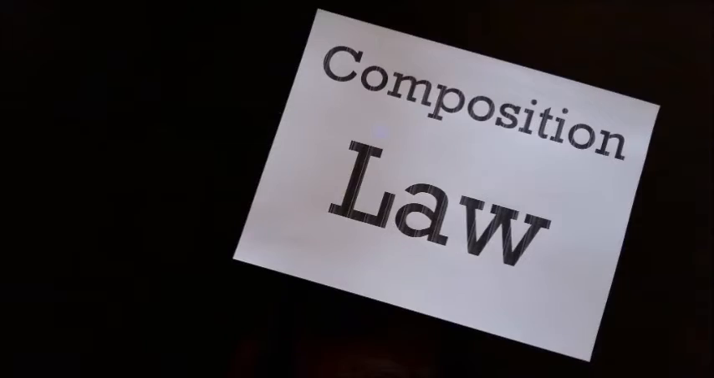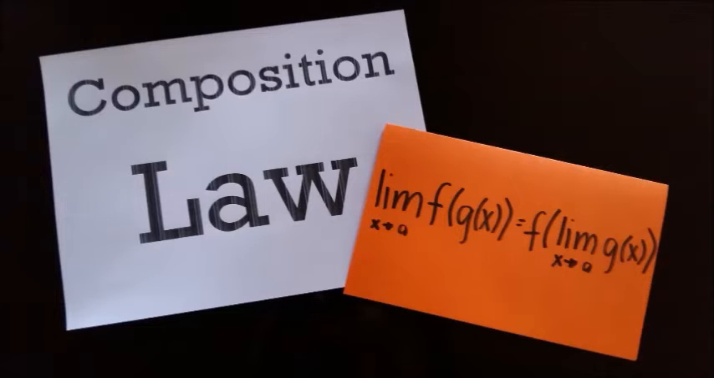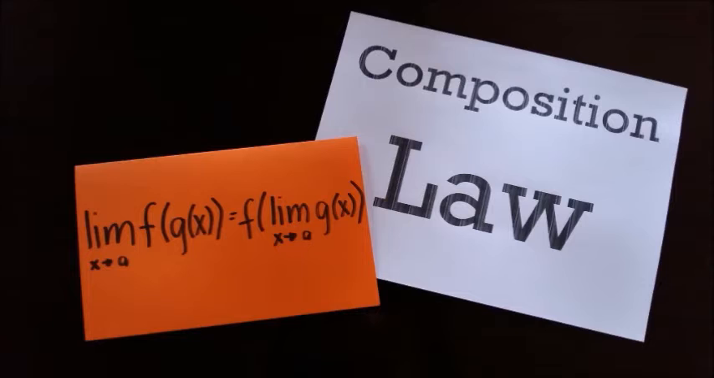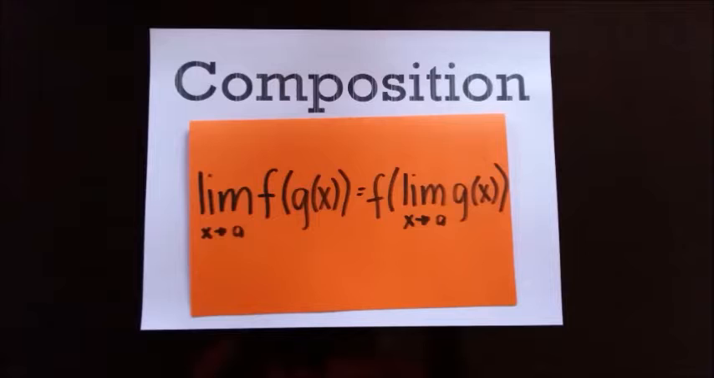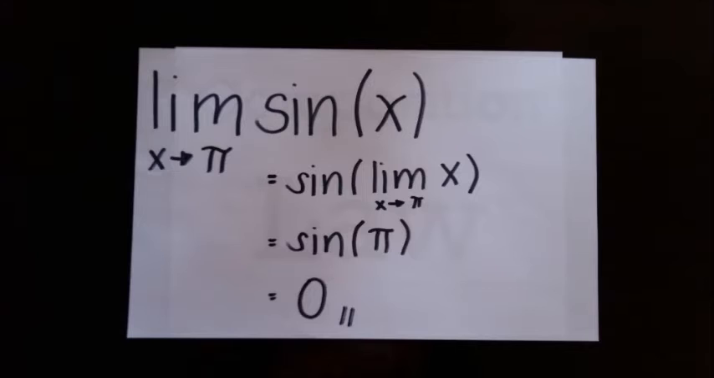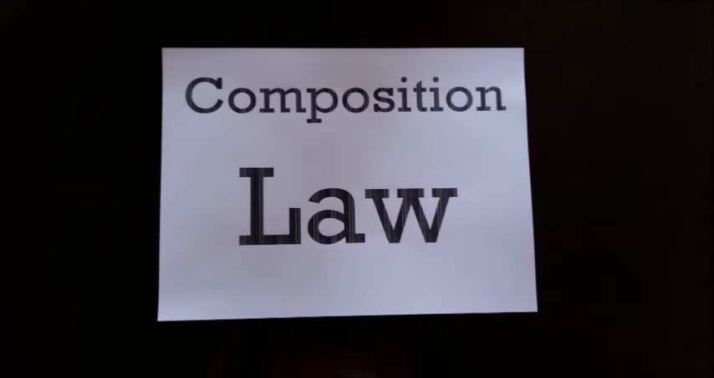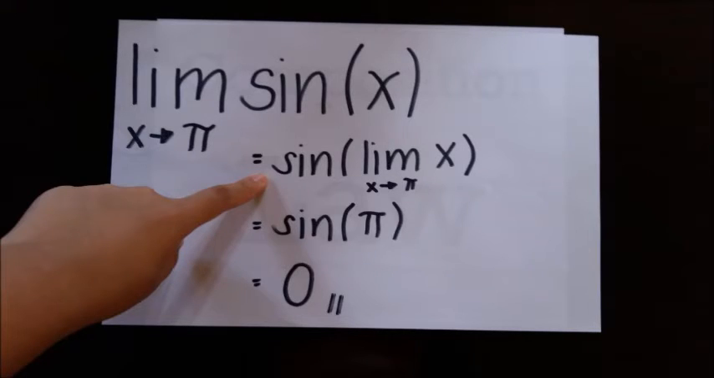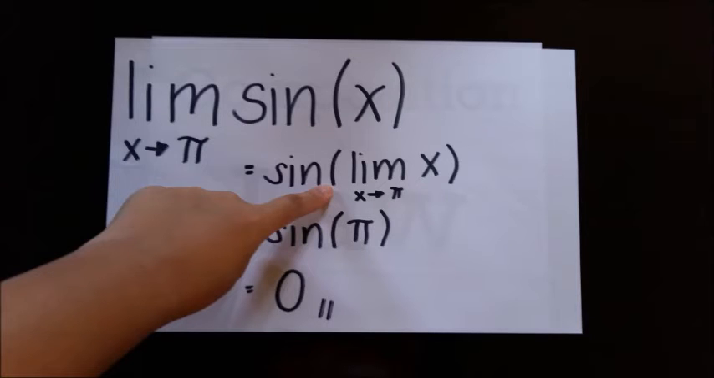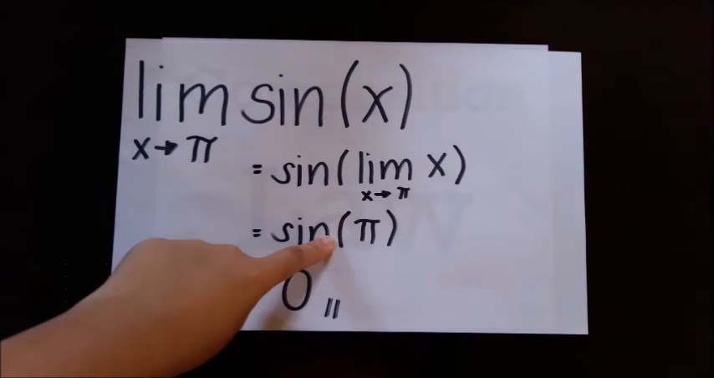Composition law. Suppose the limit of g of x as x approaches a is equal to m, where m is a constant. Also, suppose f is continuous at m. For example, the limit of sine of x as x approaches pi. First, we're going to apply the composition law, so it would be sine of the limit of x as x approaches pi. Then, we're going to apply the identity law for the limit of x as x approaches pi, so the answer will be pi. Sine of pi is equal to 0.